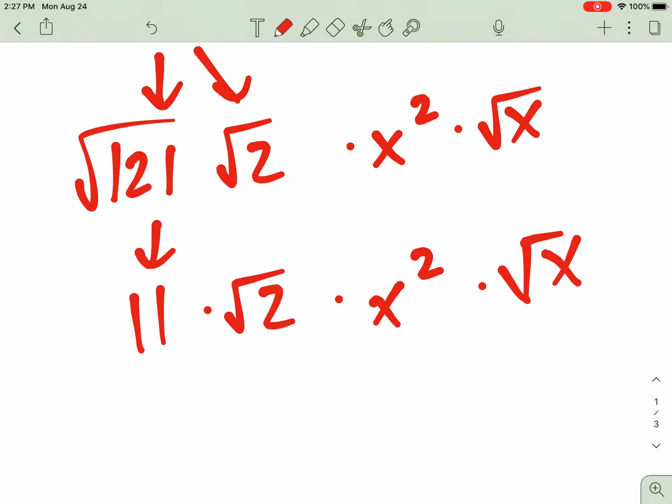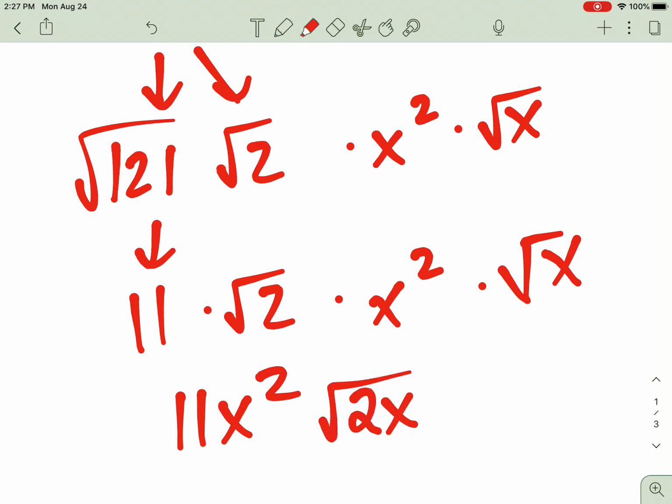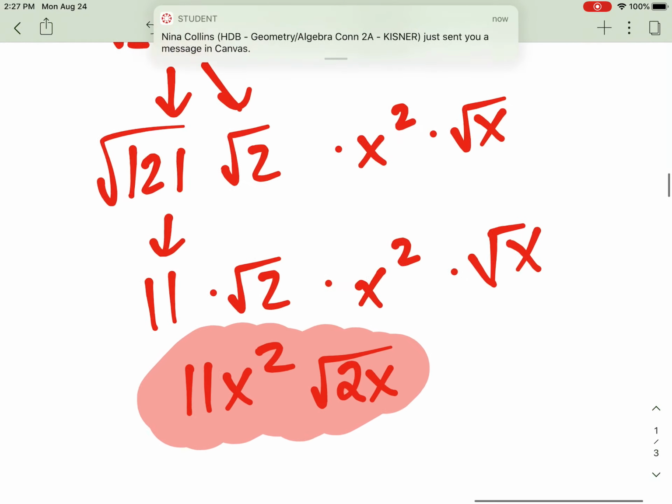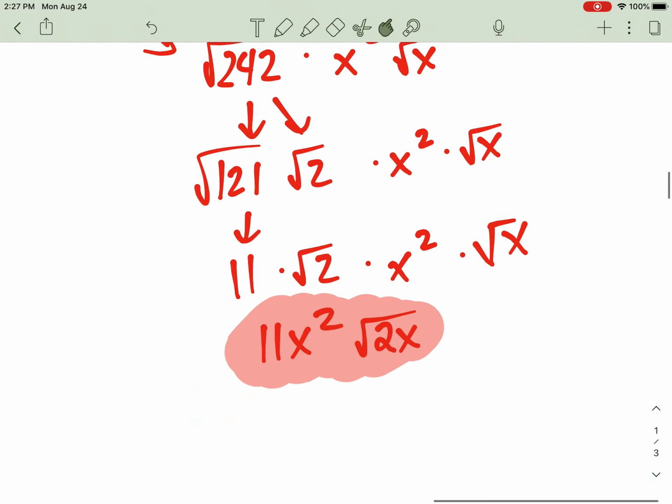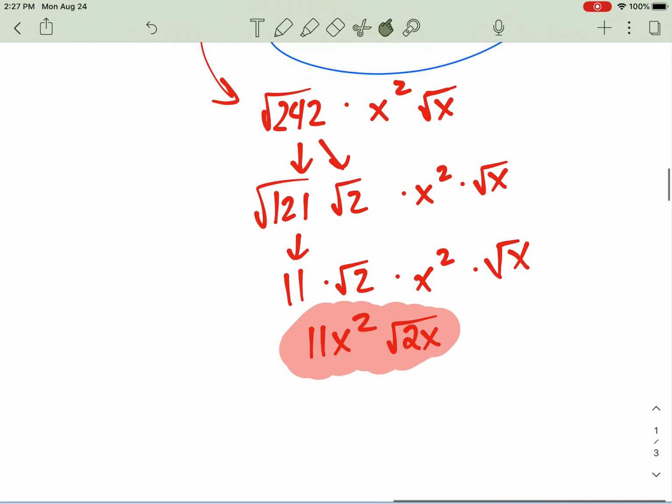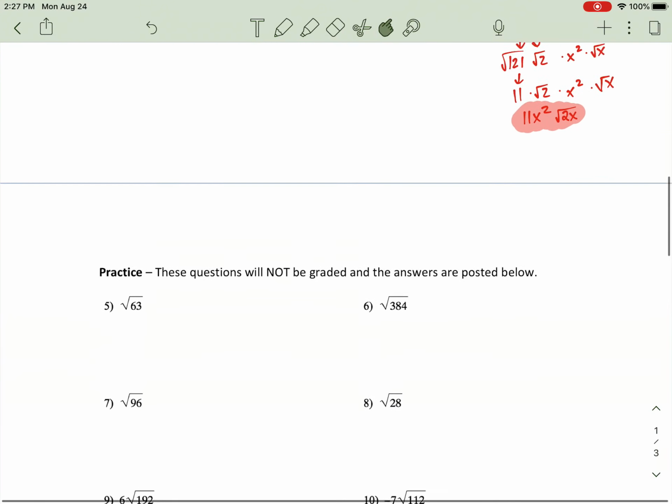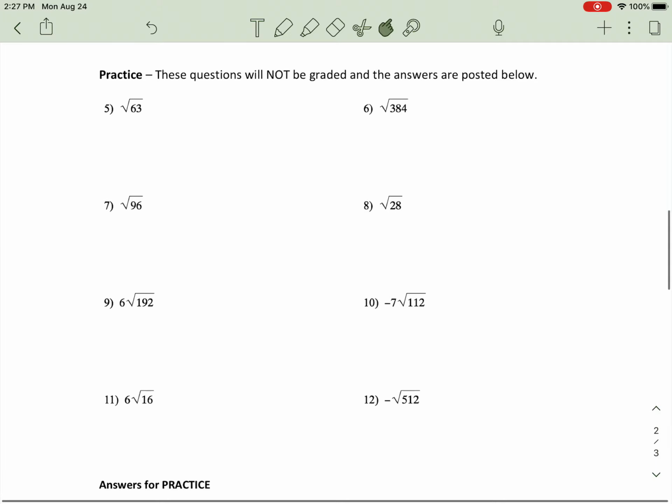Okay, so this would be 11x squared. I'm going to rearrange because it's multiplication. So we're allowed to with the associative property, and this is radical 2x. Done. So that was a really complicated one. You're not going to necessarily have to know that one, but at least it gives you some perspective on how to do it. Okay, and so your practice is right here.